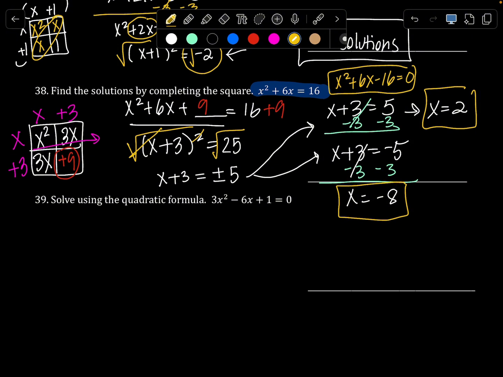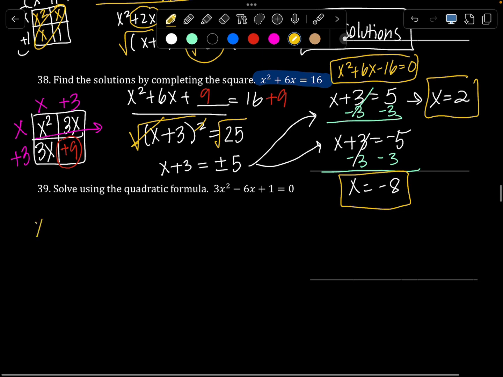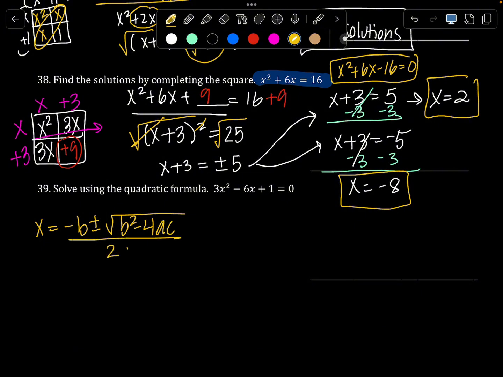Which leads us to number 39, which is the quadratic formula. You need to have this memorized. But since I'm giving you a flashcard, you don't have to have it memorized. You simply write this on your flashcard. Again, I'm putting a cloud over it. You should have that on your flashcard. Let's substitute.